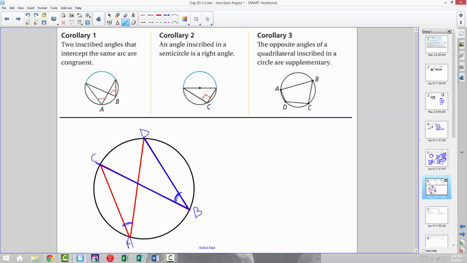Corollary 2 is very simple. The inscribed angle basically has the sides as endpoints of the diameter. Therefore, it has to be 90 degrees because half of 180 is 90.